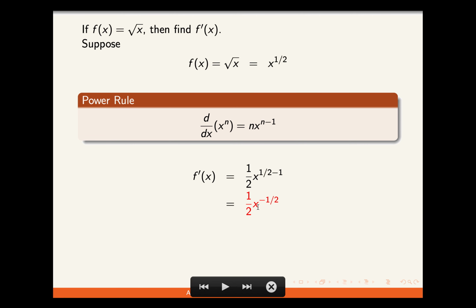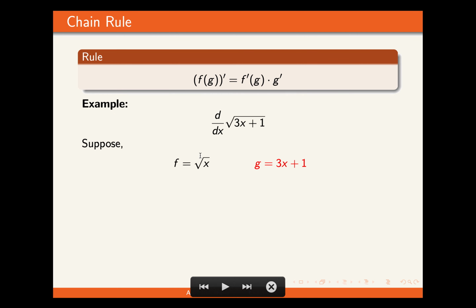Or if you want to change this negative exponent into a positive exponent, this can be written as 1/2 times 1 over x to the power 1/2. And if you want to change the exponent back into the radical, this will be 1 over 2 times the square root of x. So this is the derivative of the square root of x. Okay, so the derivative of the square root of x is 1 over 2 times the square root of x.